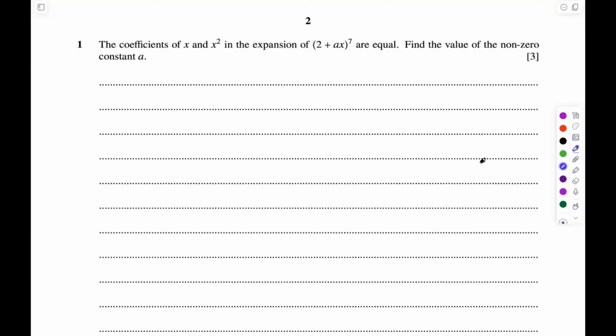In question number 1, the coefficients of x and x squared in the expansion of (2 + ax)^7 are equal. We have to find the value of the non-zero constant a.